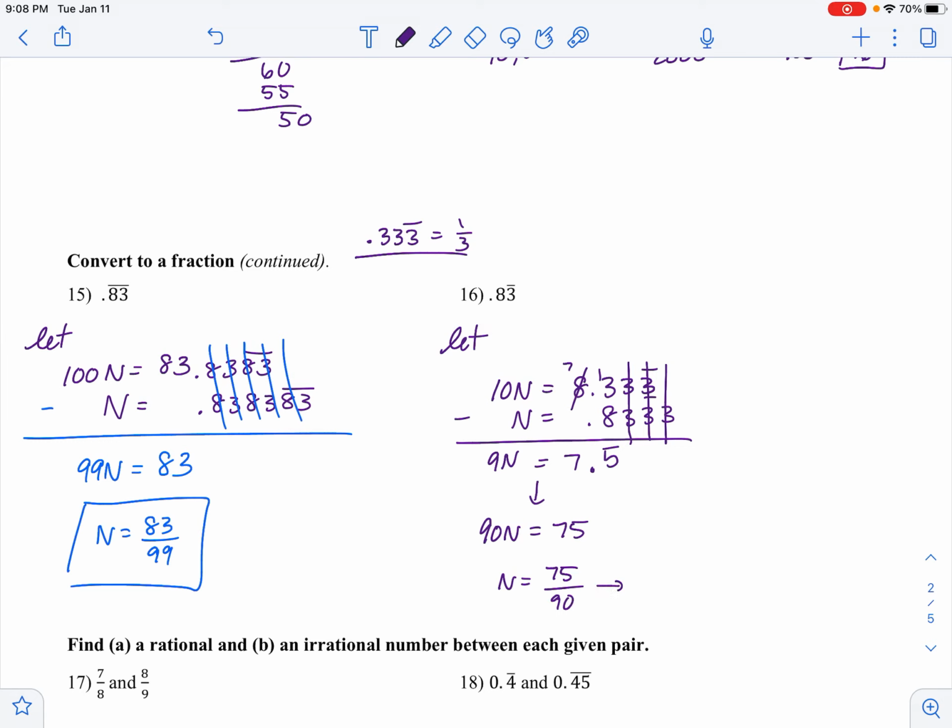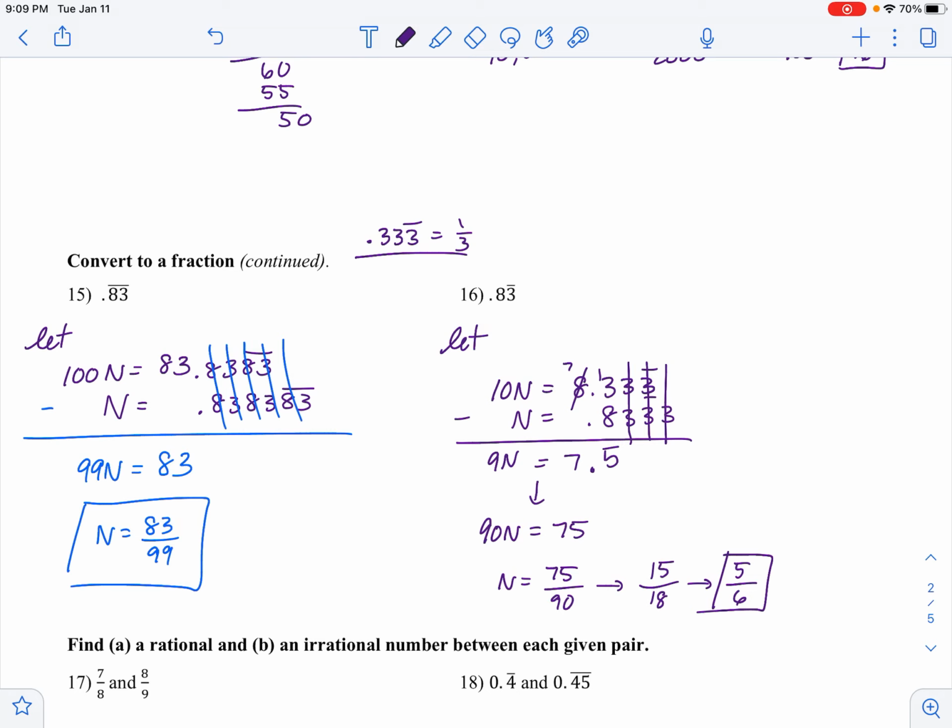This time, I'm going to go ahead and simplify because I know at least 5 goes into both of these. So 5 goes into 75 15 times, and 5 goes into 90 18 times. Oh, wait, I didn't get the biggest number. 3 goes into 15 5 times, into 18 6 times. These are awesome to check when you have a calculator because you can just type in 5 divided by 6 and make sure that that is the decimal that you get.